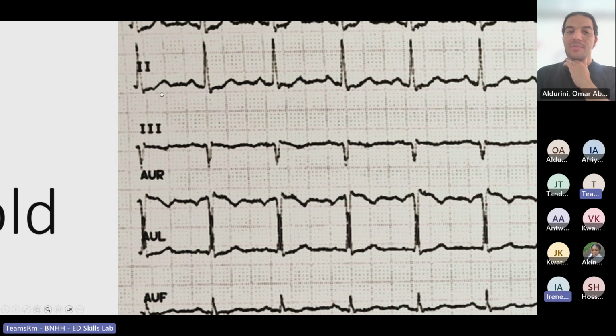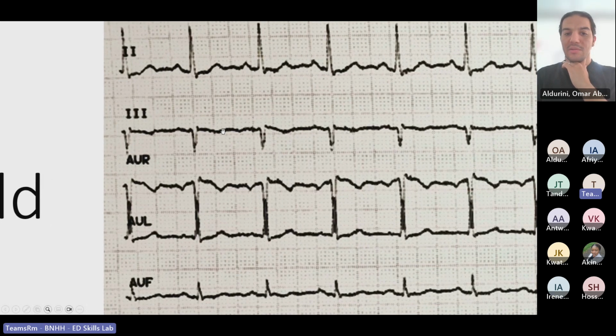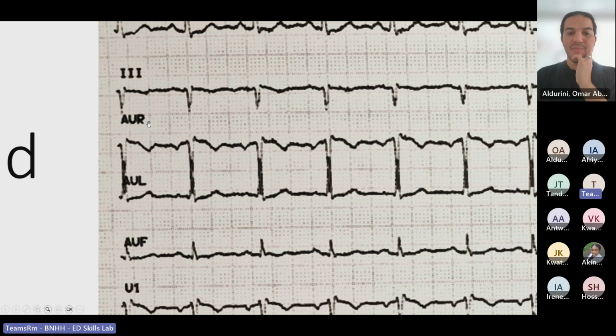Okay. So we have ST segment depression in lead 1 and lead 2. Lead 3, we don't have. The J point is almost at the same line with the TP line here. Yes. So this is the point, and this is the TP line. Okay, perfect. What about aVR?